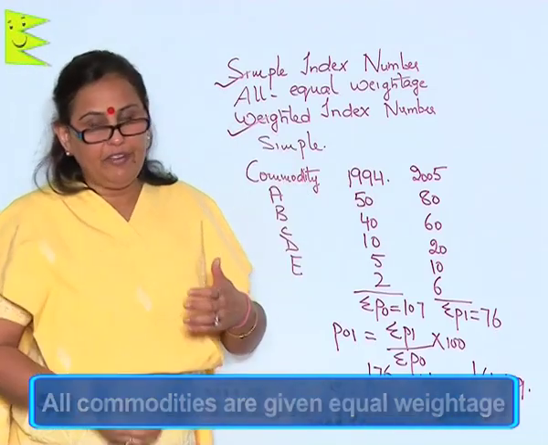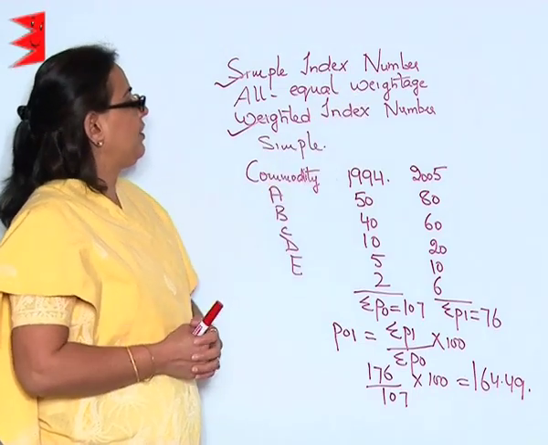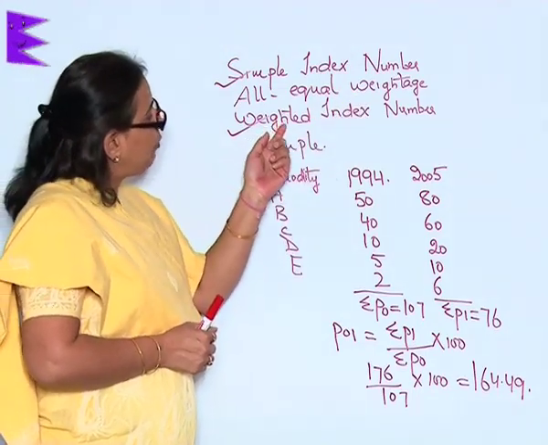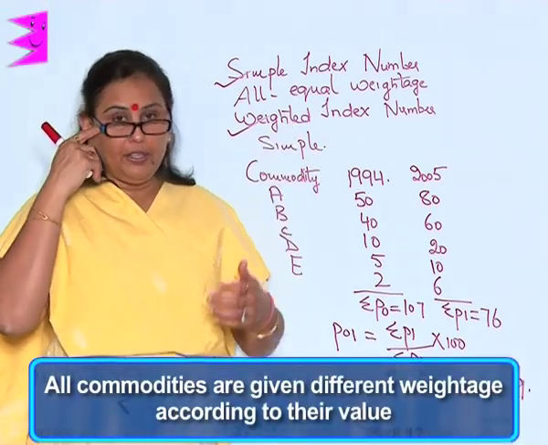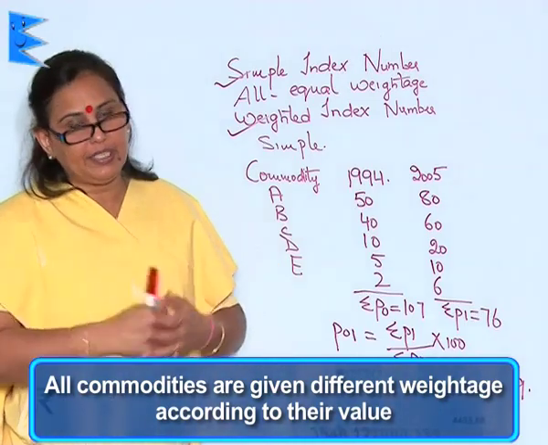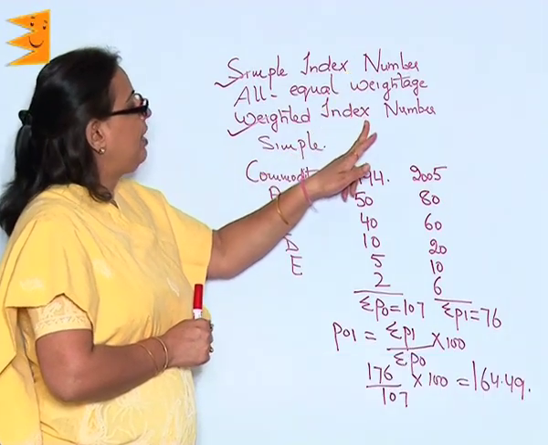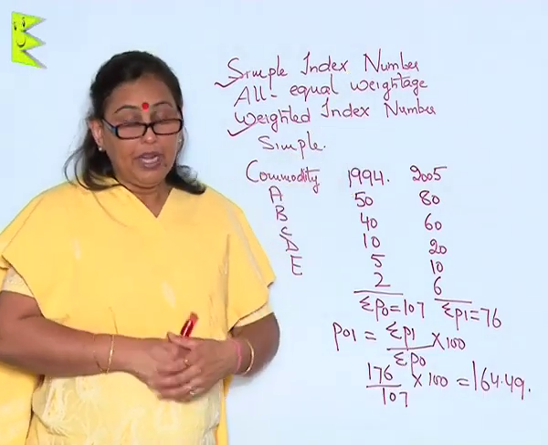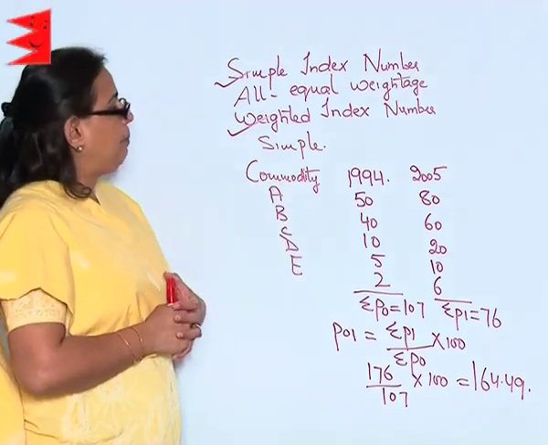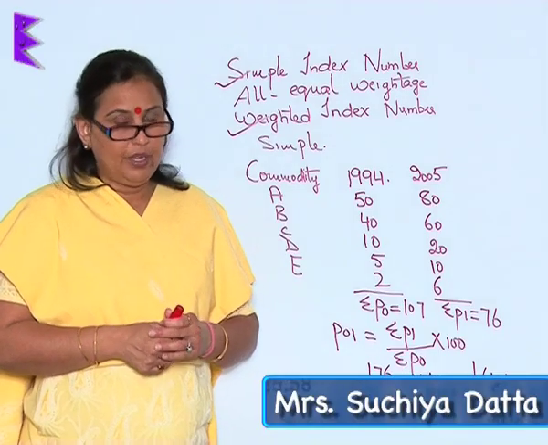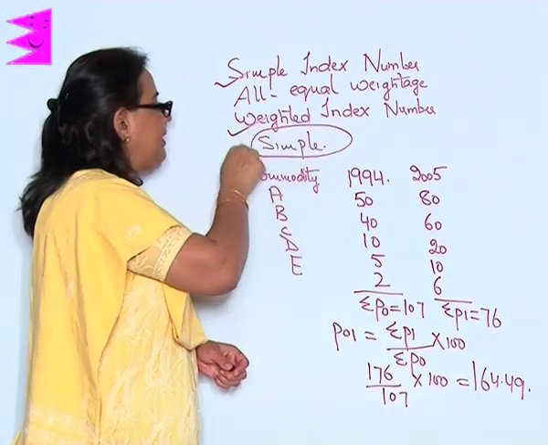Potatoes, tomatoes, cauliflower, cabbage, all of them are given the same weightage. But when we talk of the weighted index number, they are given different weights according to their value or according to their sale. So, that is the basic difference between a simple index number and a weighted index number. This can be understood in a clearer way when we pick up an illustration. First of all, I will show you how to find out the simple index number.